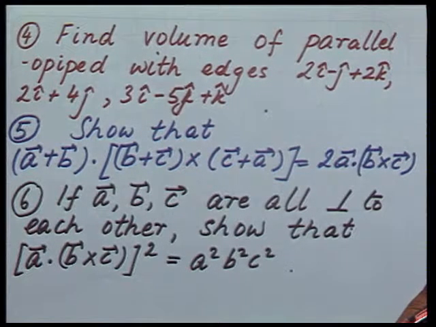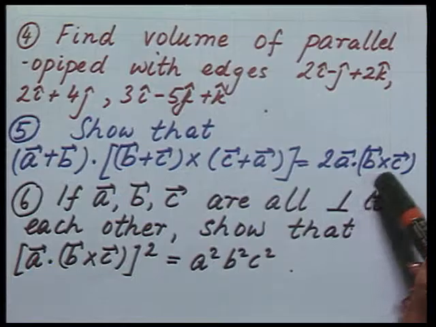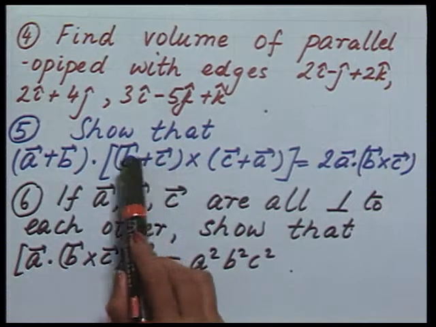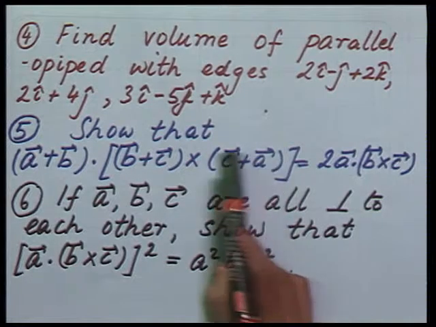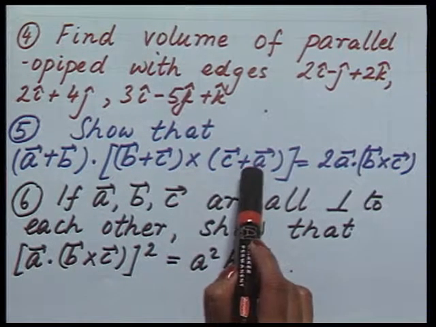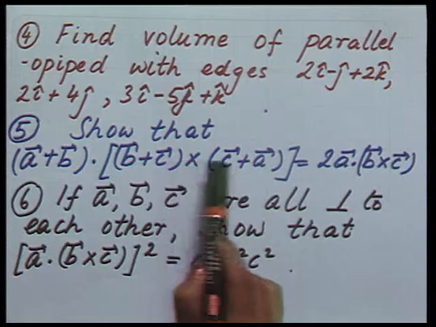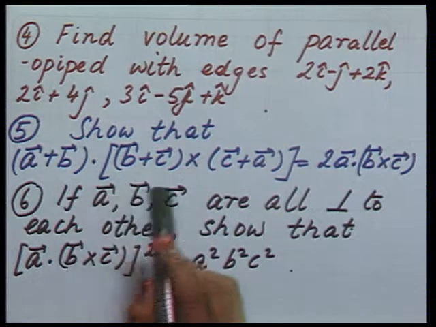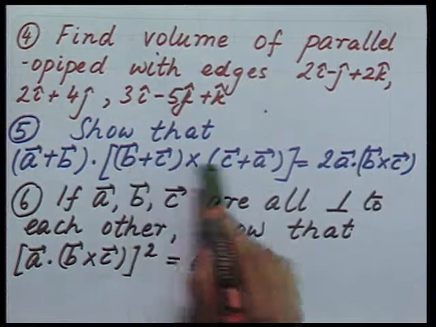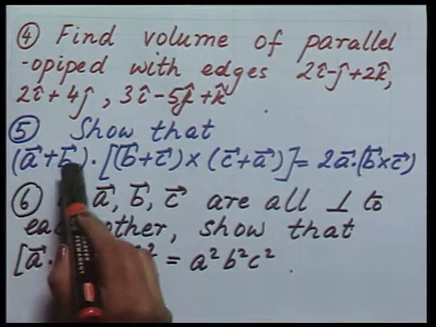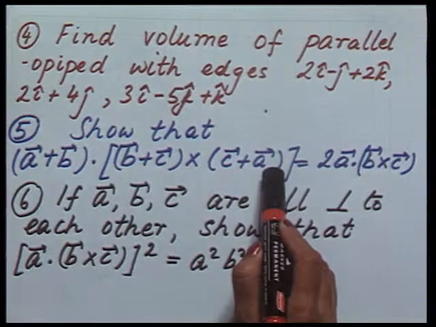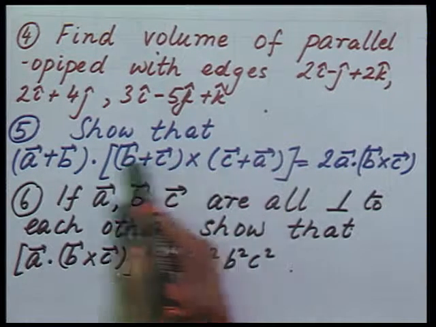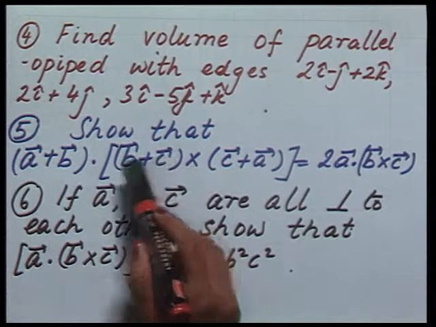Note the problem down and then just listen to me. All you have to do is first expand this bracket using the distributive property of cross over plus and using the fact that C cross C is 0. Simplify this and then take the dot product of A plus B with whatever you get here, again using the fact that dot is distributive over plus.